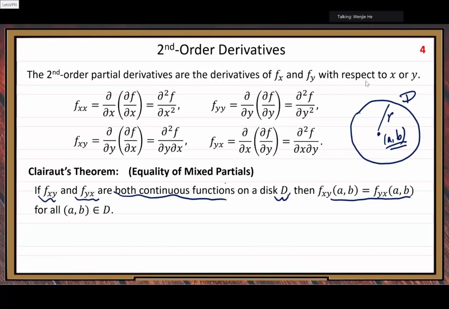If you do not have this condition, then you don't have this equality of mixed partials. There is a counterexample, which you can find. If you do not enforce this condition, and at this point (a, b) these two functions are not continuous, then you cannot use that equality. Question?